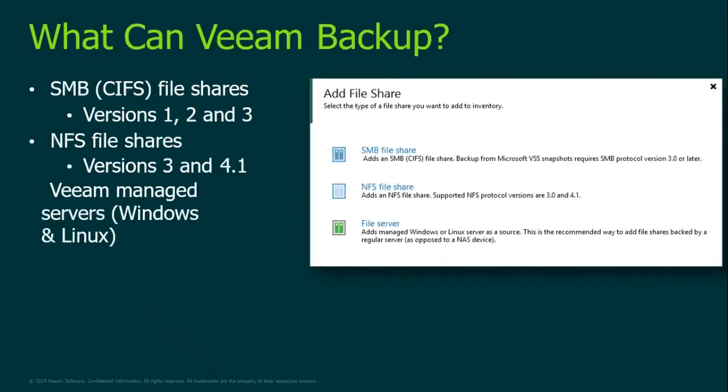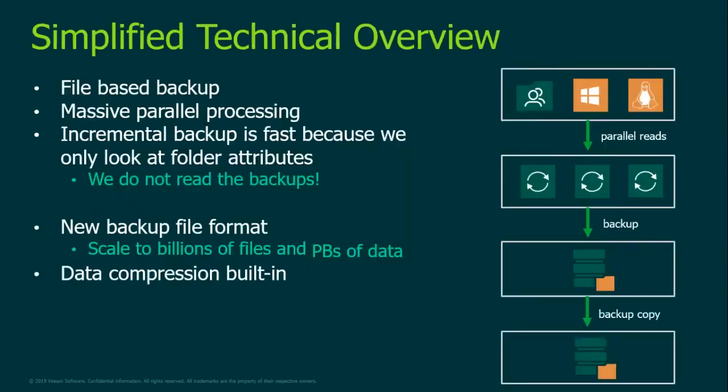Now, as I mentioned earlier, what can I back up? I can back up SMB shares, NFS shares, Windows file servers, and Linux file servers. All those things are possible. Now, how are we writing the data? We have included a couple of new components in V10 for NAS backup processing. We are doing file-based backup. We have multiple proxies which can do parallel processing of your backup. I'll talk about what file proxies are.